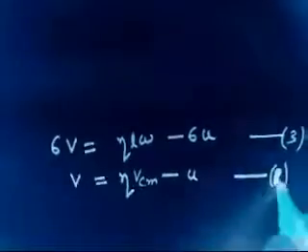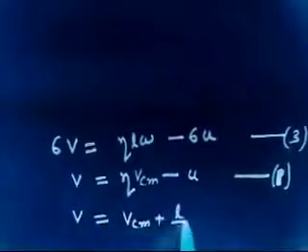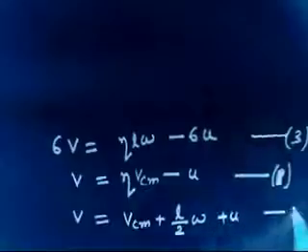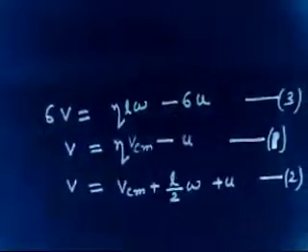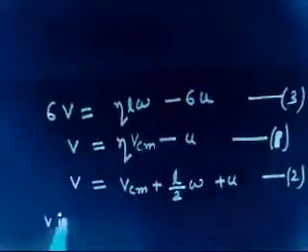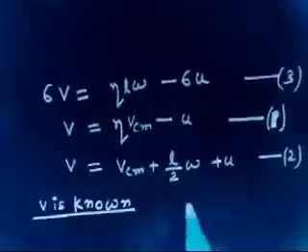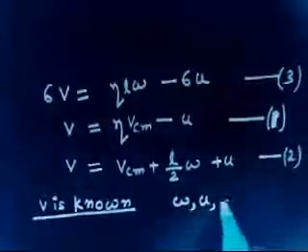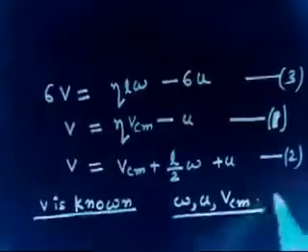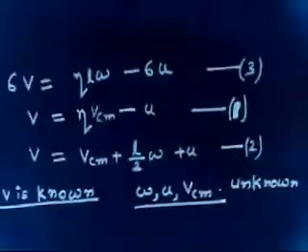You can write equation number 2 also. Equation number 2 is v equals v_cm plus L by 2 omega plus u. Now you have to find u, v and omega. So what can I do? Basically v is known, the initial velocity is given to you. And what are the unknowns we have? Omega, u and v_cm. These are the 3 unknowns we have. So let us try to solve for omega, u and v_cm.